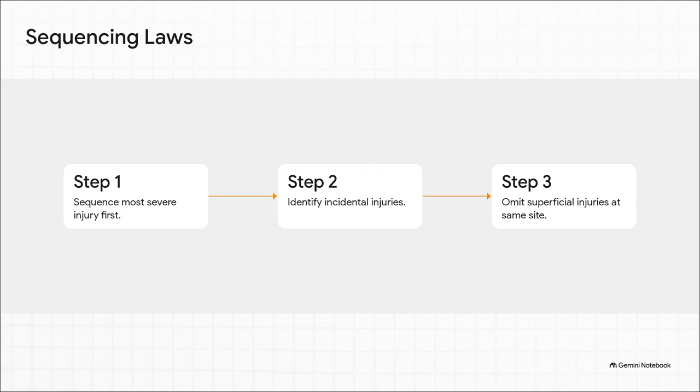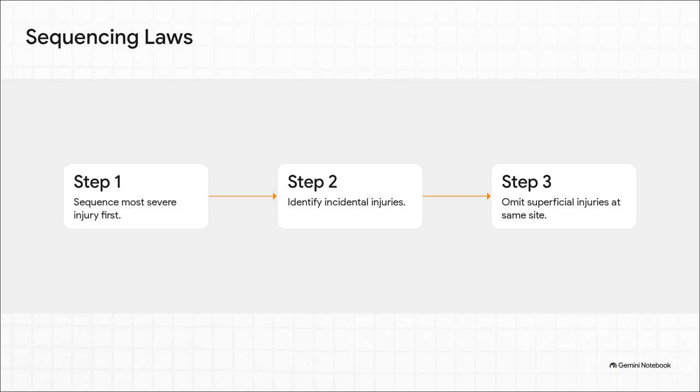So what exactly happens when a patient comes in with multiple traumatic injuries from the exact same accident? Chapter 19 has very strict sequencing laws that you absolutely must follow to paint an accurate clinical picture. You'll want to follow 3 exact steps to sequence your claims correctly according to the CMS hierarchy. Step 1, always sequence the most severe injury as the principal or first listed diagnosis.